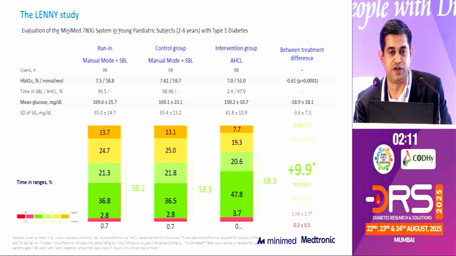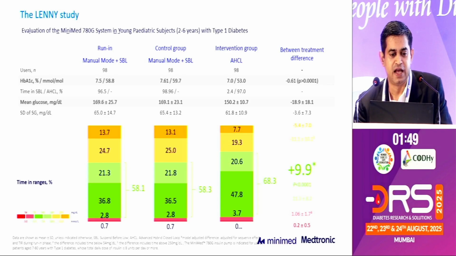This is a 2 to 6 year old, very, very small kids, very vulnerable, variability is too high. You can see the system did not do as well as in adults or adolescents, but not bad. Almost 68% time in range and 47.8% time in tight range. Not bad.